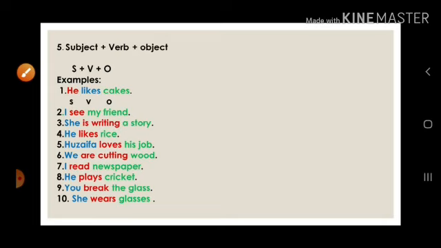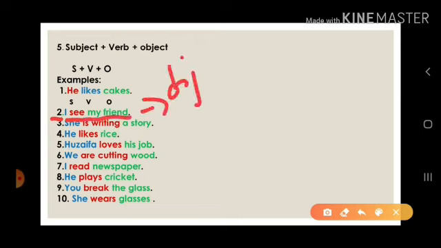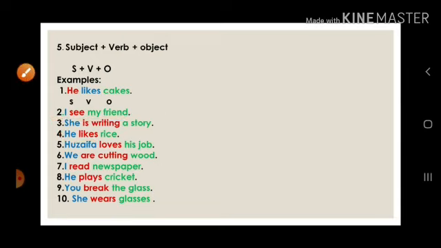And here you can see this is the subject and sees is the verb and my friend is the object. This blue color means subject and red color means verb and rice, this is the object. This green color means object.